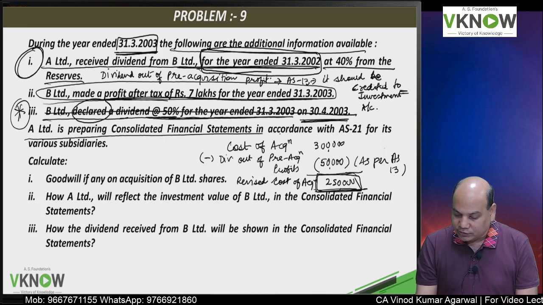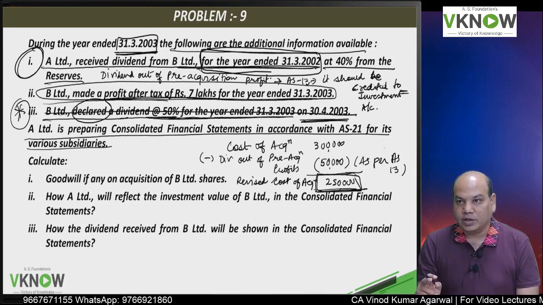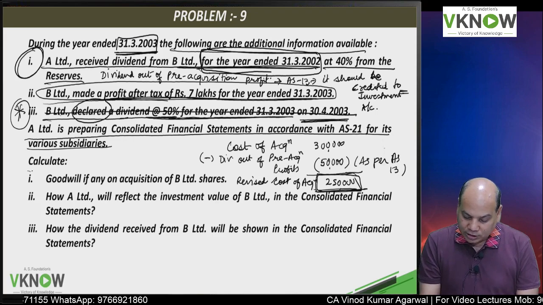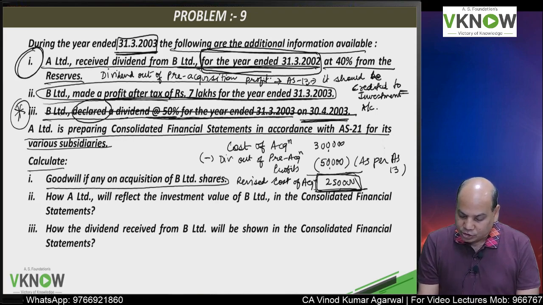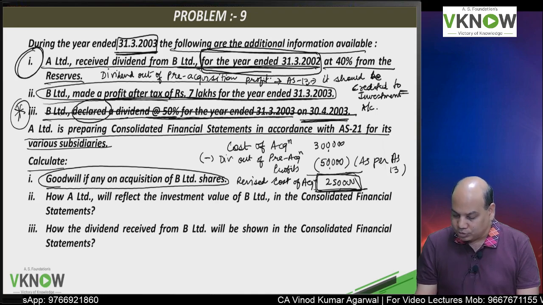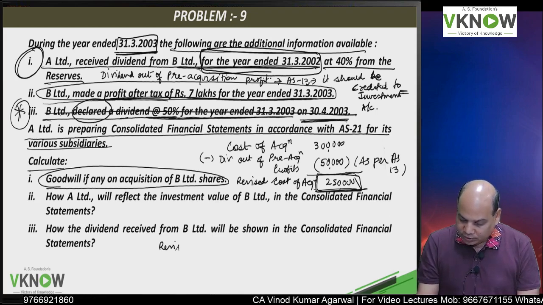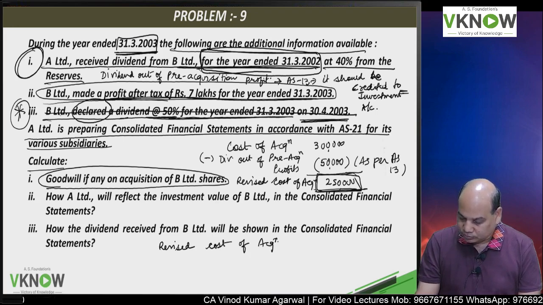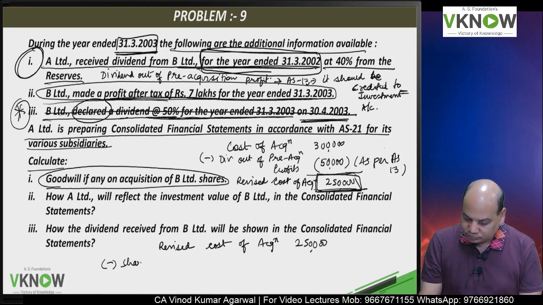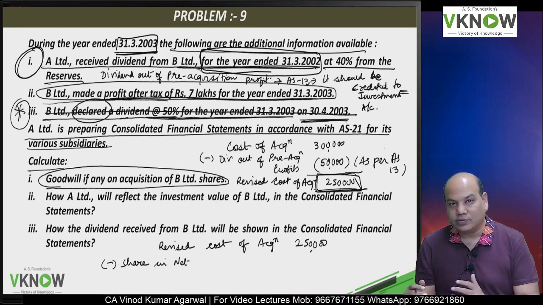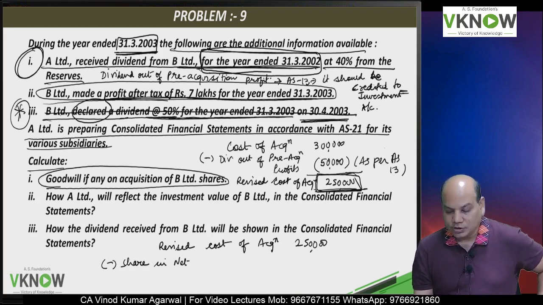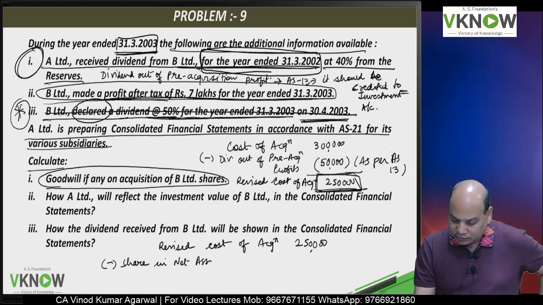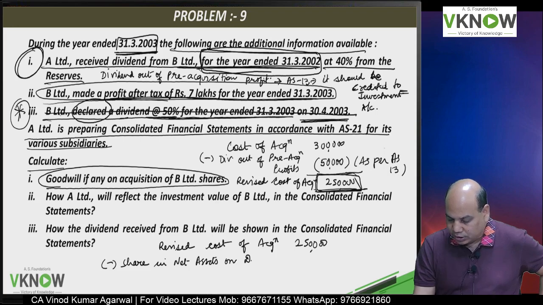This is given to test you. This company is preparing CFS. If it is preparing CFS, AS 23 is applicable. Calculate goodwill on acquisition. How do I compute goodwill? I will take revised cost of acquisition, 2,50,000, less share in net assets on the date of acquisition. Revised cost of acquisition will be taken because cost of acquisition will reduce because of pre-acquisition dividend.